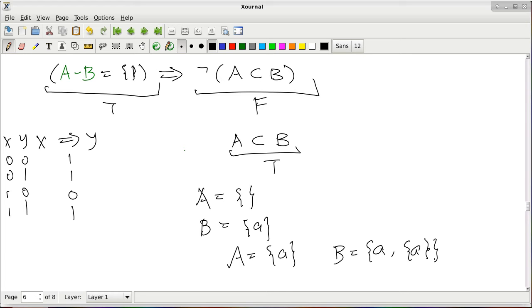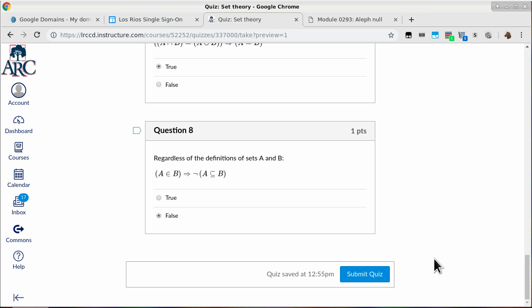Because in this case, is uppercase A an element of uppercase B? Yep, it's right here. But at the same time, is uppercase A a subset of uppercase B? The answer is still true because they both have the element a. Since I can make this happen, then the implication can be false, which means it is not true for every single case of A and B. Is that okay? All right. So that's all the answers to that particular homework.